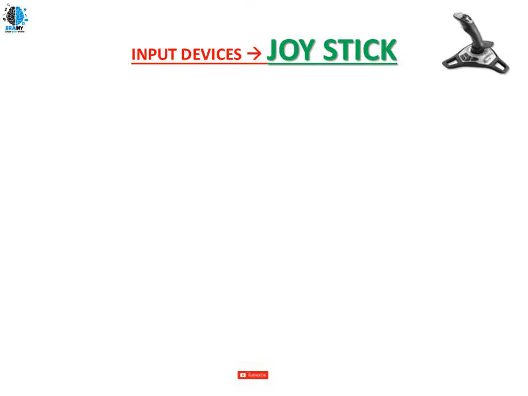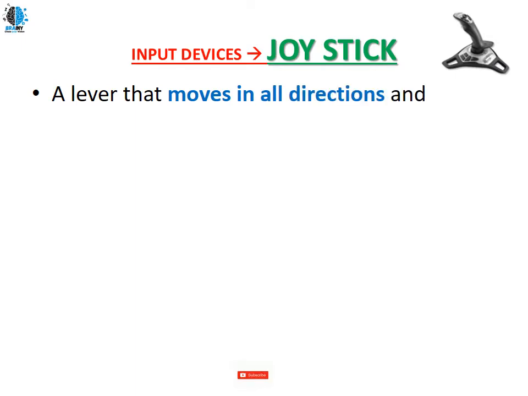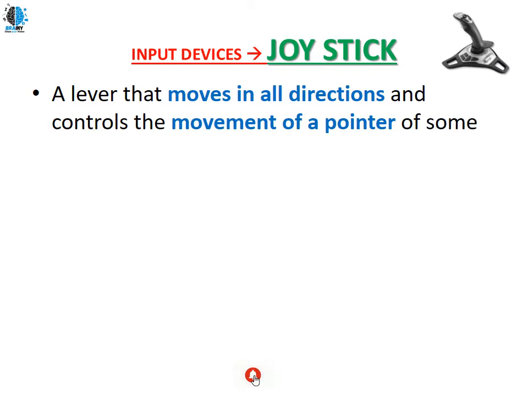Joystick. As we know, the main purpose of the joystick is to play games. It is also one of the input devices. It is a lever that moves in all directions and controls the movement of a pointer or some other display symbols. In any game, we can move anywhere with the help of a joystick. So a joystick will allow you to move in all directions.